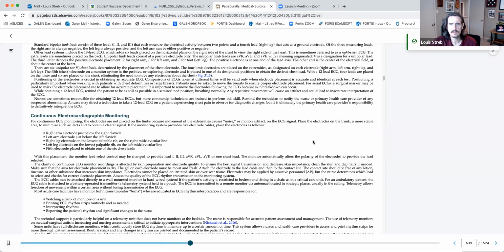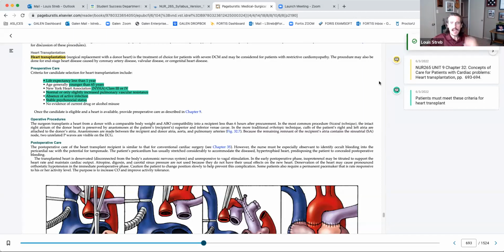Give me 1 second. All right, so for this chapter, we start on 693, and we're going to talk about heart transplants. Much like lung transplants, there is criteria that you have to meet prior to being considered for heart transplant. And while we're in this chapter, we do talk about cardiomyopathy, and it's one of the many reasons somebody might need a heart transplant. We're not focused on the disease. We're just talking about the actual transplant itself. So make sure you know the criteria.